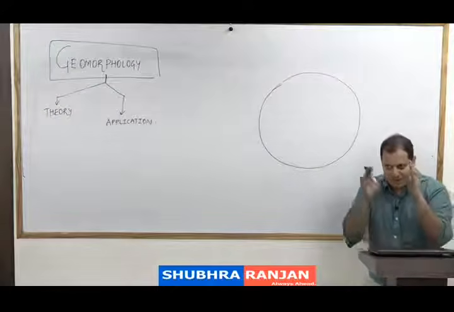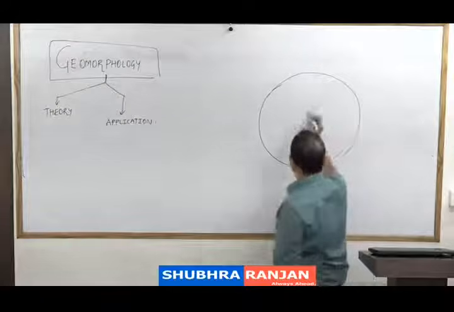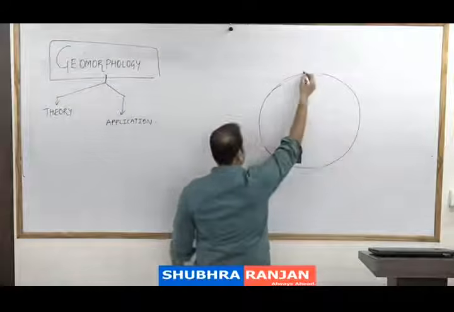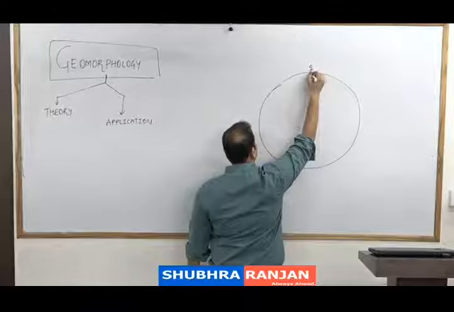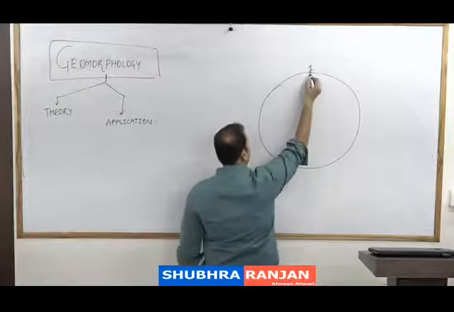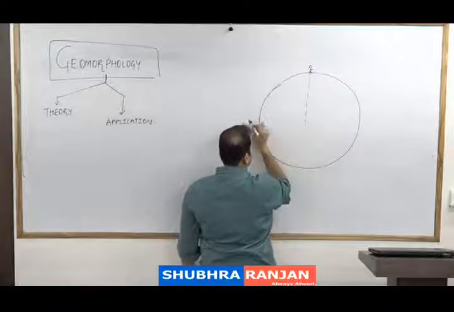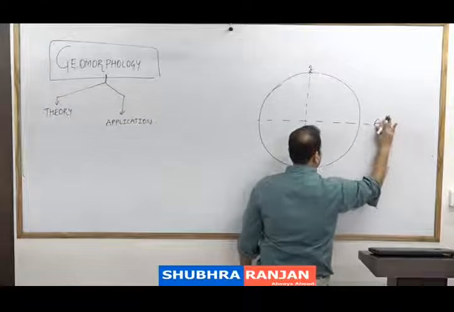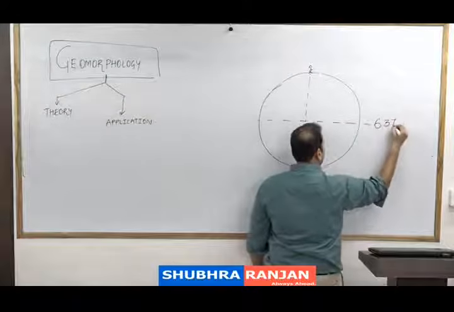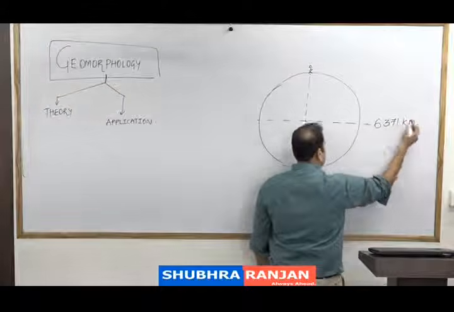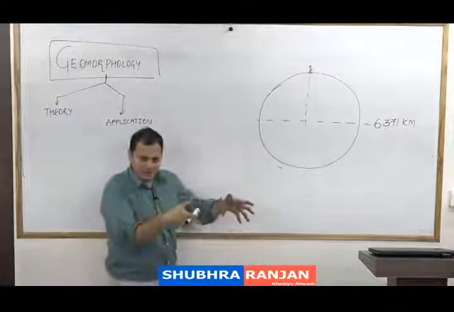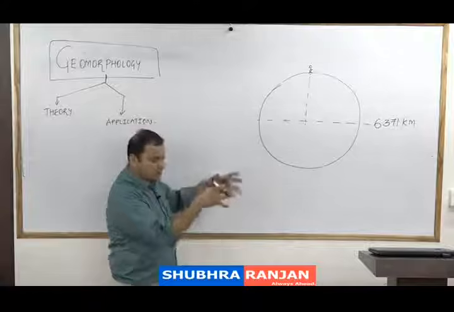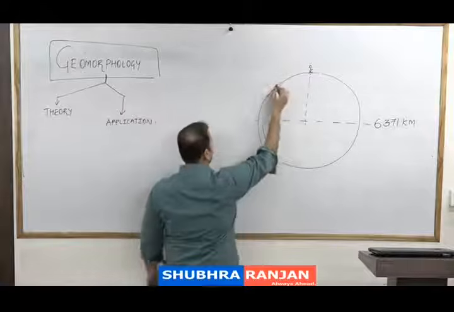But this earth, if we consider that we are living on the surface of the earth, then if we go inside, what is the radius of the earth? The radius of the earth is 6371 kilometers. This is how deep our earth is. And this earth is divided into continents.